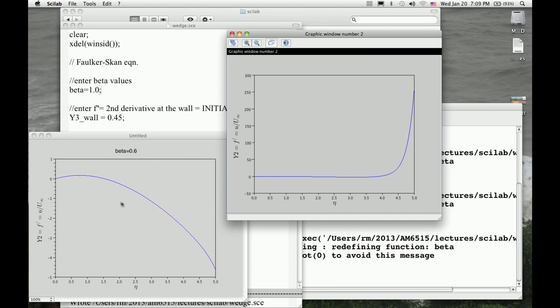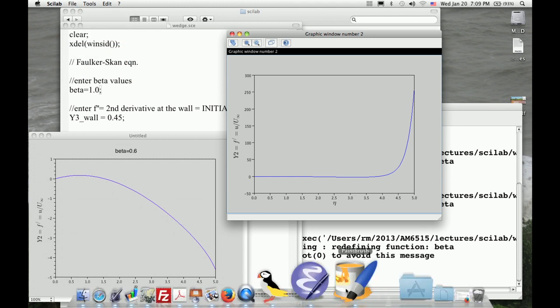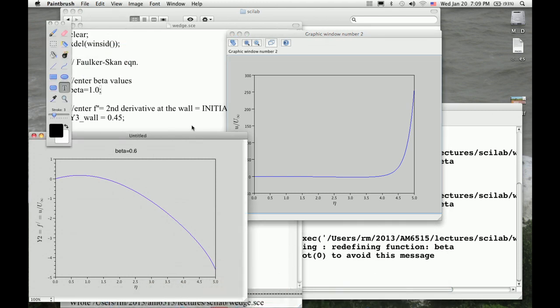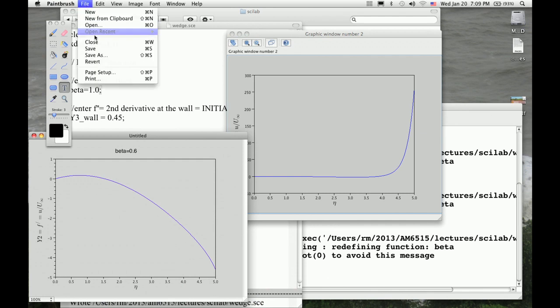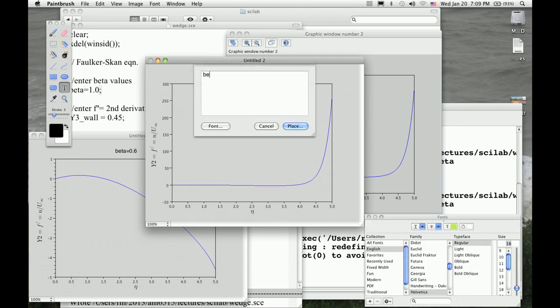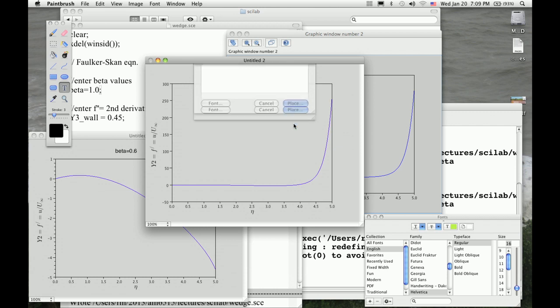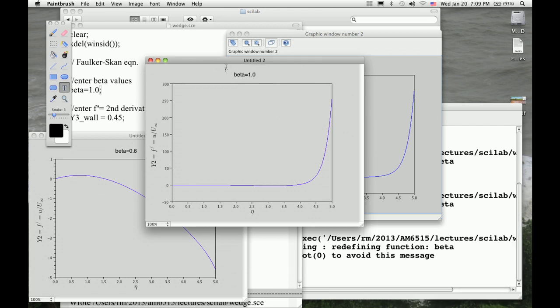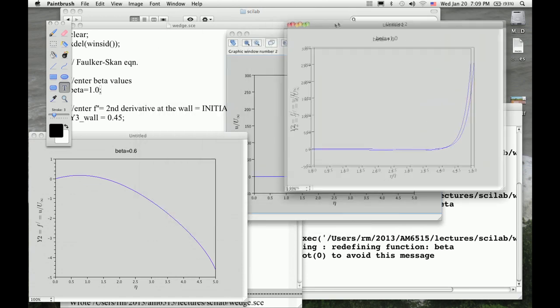So this here is for beta, and you can see this for beta 0.6. Okay, let me save this first, and then we're going to talk about the two. So this is beta equal to 1. Okay, so this here beta is equal to 1.